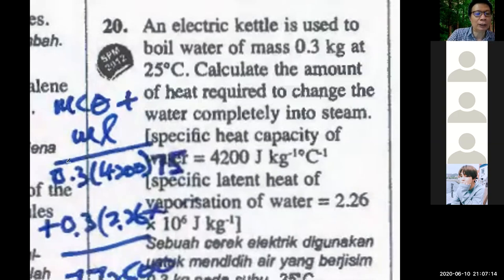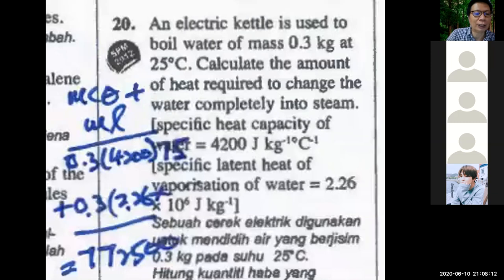Mass is 0.3, specific heat capacity of water 4200. Then theta is 75. Where do you get 75? Where did 75 come from? Change in temperature from 25 to 100 degrees. Boiling point of water is 100, so from 25 to 100, it's 75 degrees, the change in temperature. Understand? Then plus mL, latent heat 2.26 times something. All together, when you use a calculator, you get this answer, 772500.